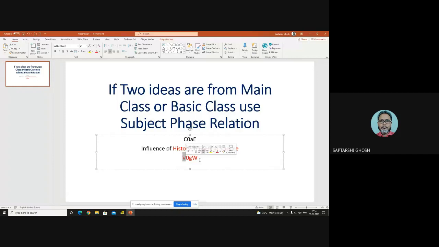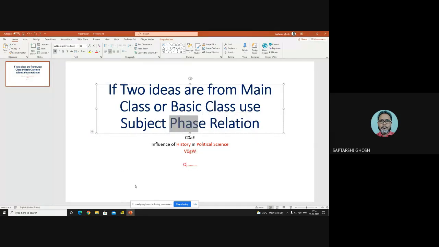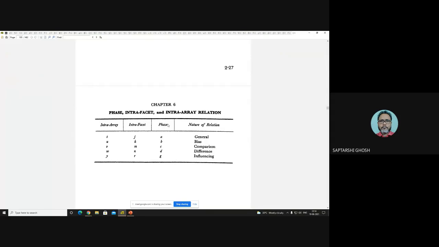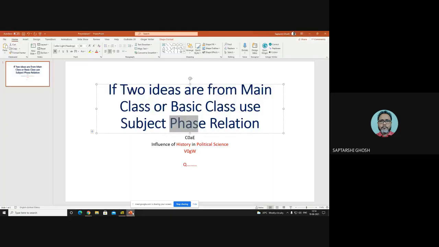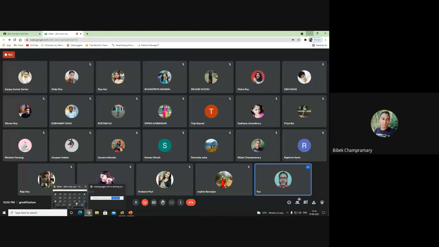Now see here, but in our case, what is there? In our case, main class is Q, but no other class are there. Only thing is that Q is the religion. Both Buddhism and Hinduism are from Q. So that's why it can never be this phase relation. Either this will be intra-array or this will be intra-facet. Is it clear? Yes, sir.